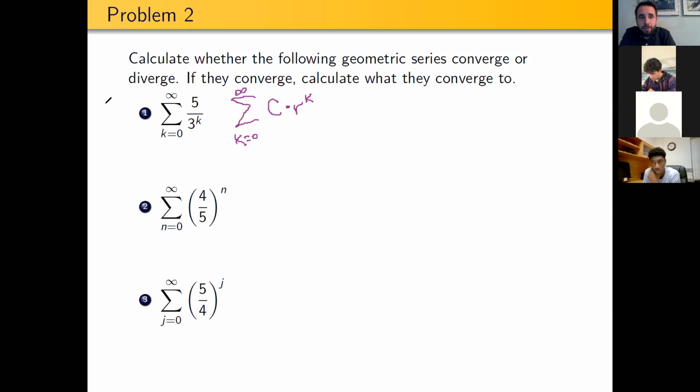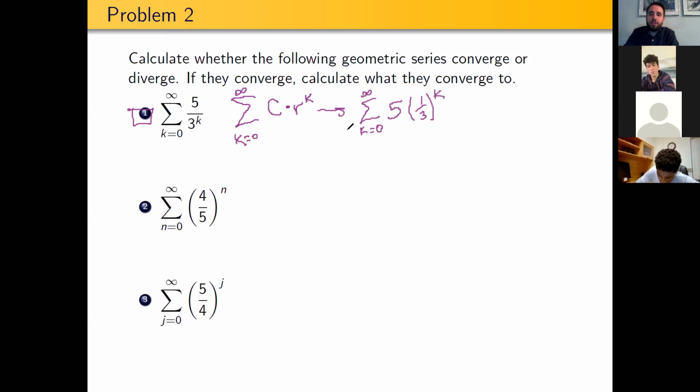We see that, for example, in problem 1, this is a geometric series because it can be written in this form. This is the sum, k goes from 0 to infinity. Notice I can just factor that 5 out, so the 5 is floating out front, and then the 3 to the k can be written as (1/3) to the k. So this equation is the same as this equation, just written in a slightly different form, but in a way that really highlights the geometric nature of this series. And so this is a geometric series.